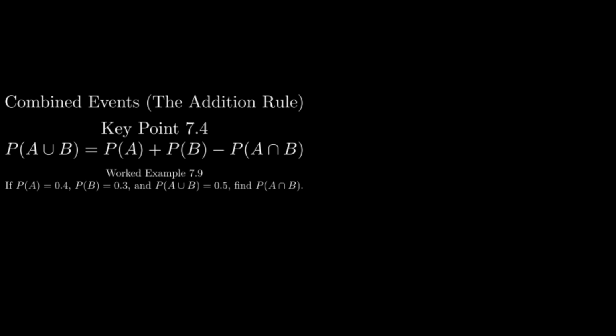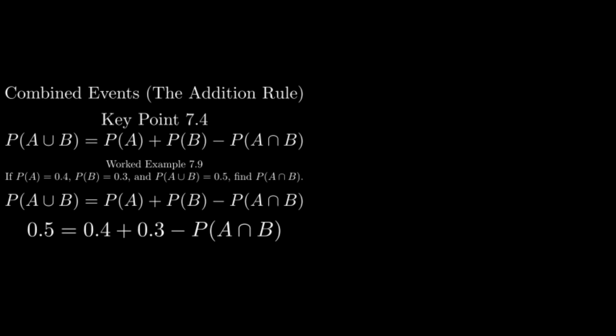Suppose we know the probability of A is 0.4, the probability of B is 0.3, and the probability of A or B is 0.5. We need to find the probability of A and B, which is the intersection. We'll start with our addition rule formula. P of A union B equals P of A plus P of B minus P of A intersect B. Now, we substitute the values we were given into the equation. 0.5 goes in for P of A union B, 0.4 for P of A, and 0.3 for P of B.